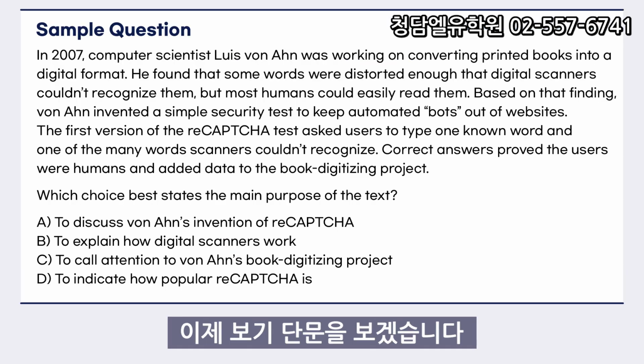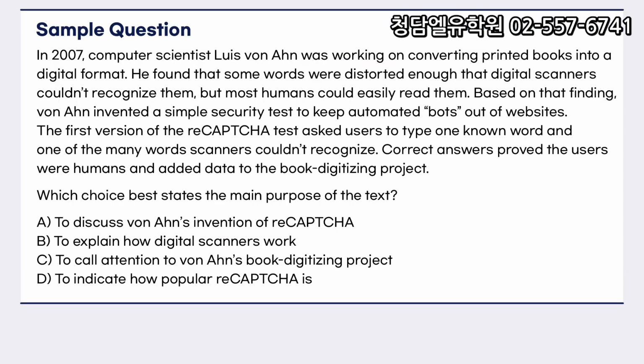Now let's go over a sample reading passage. In 2007, computer scientist Louis von Ahn was working on converting printed books into a digital format. He found that some words were distorted enough that digital scanners couldn't recognize them, but most humans could easily read them. Based on that finding, von Ahn invented a simple security test to keep automated bots out of websites. The first version of the reCAPTCHA test asked users to type one known word and one of the many words scanners couldn't recognize. Correct answers proved the users were humans and added data to the book digitizing project. Which choice best states the main purpose of the text?